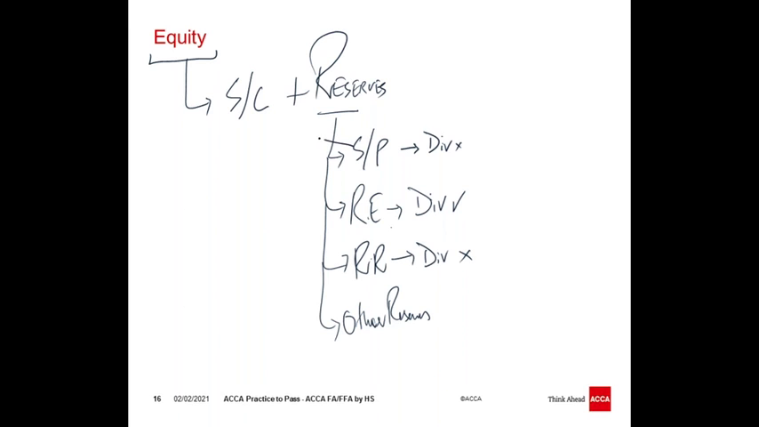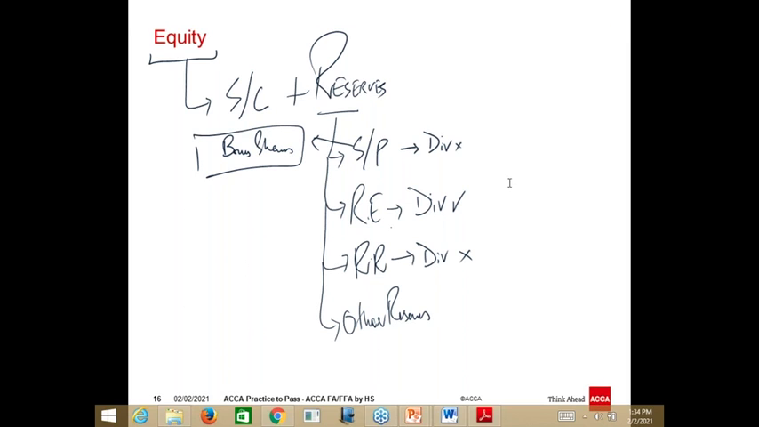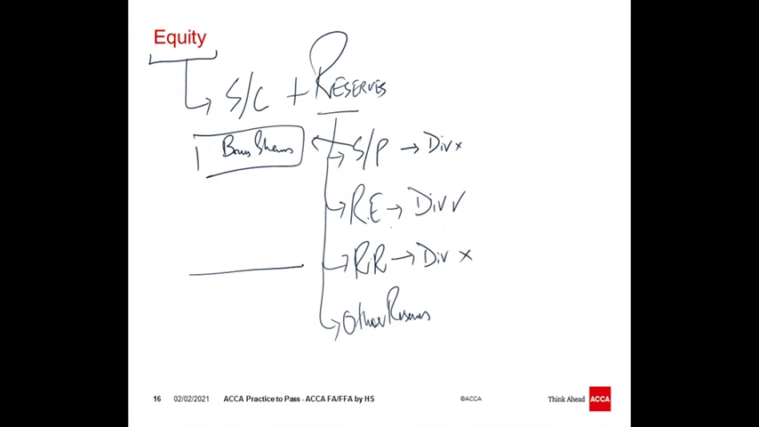But the share premium account can be used for the bonus shares that we have previously discussed. RR means revaluation reserve. So revaluation reserves include the gains on non-current assets, but they are actually unrealized gains. Is that clear?